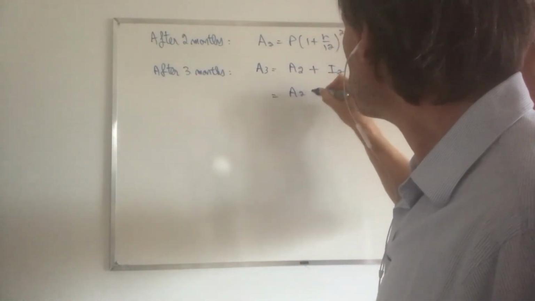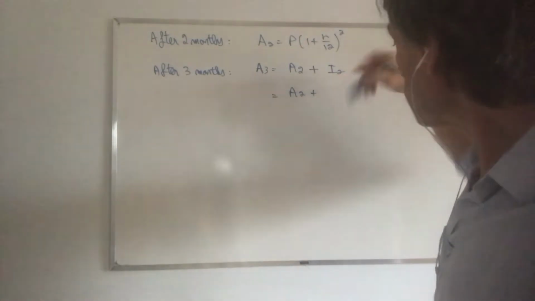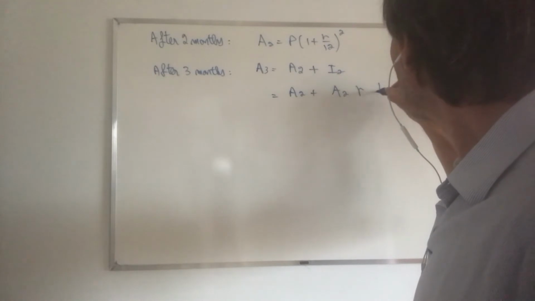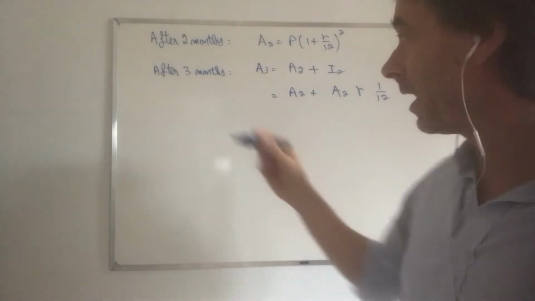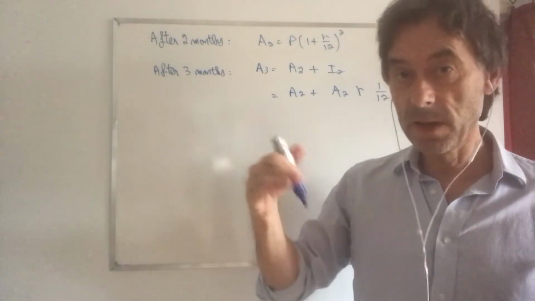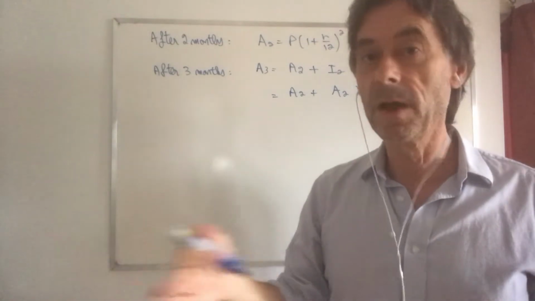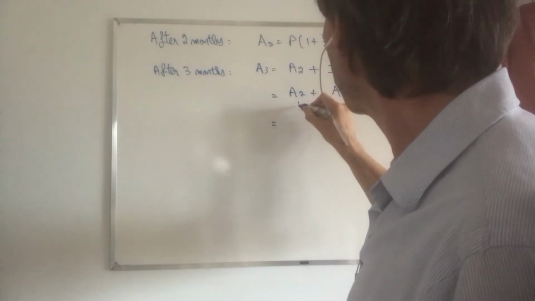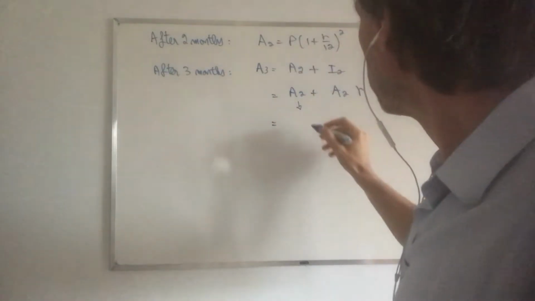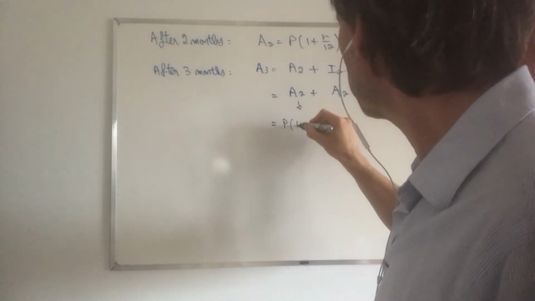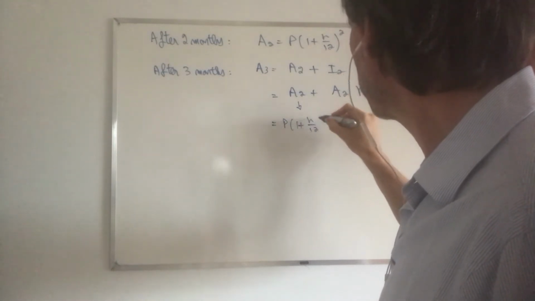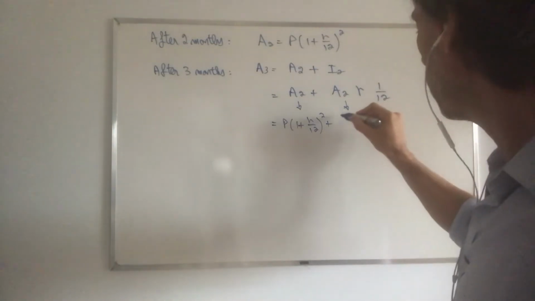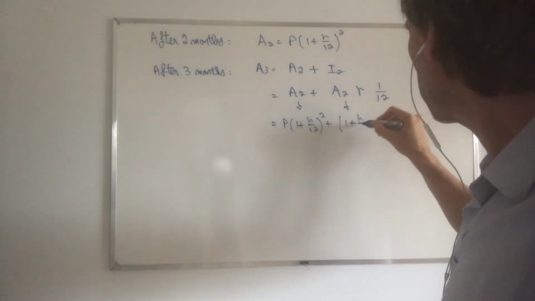This is A2 plus the interest on A2, which is A2 times R times T. And again, this is for another month, between month 2 and month 3. There's 1 full month, 1/12 of a year, that goes on. So what's A2? Well, A2 is here. So P times (1 plus R over 12) to the 2, plus what is A2? Well, 1 plus R over 12.